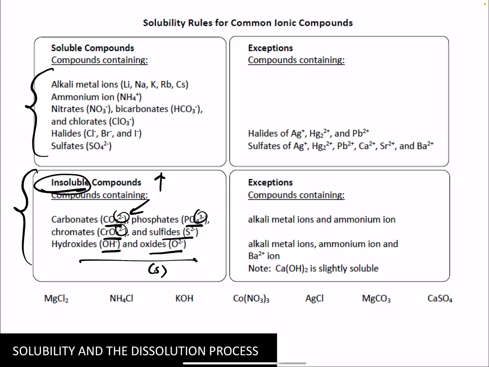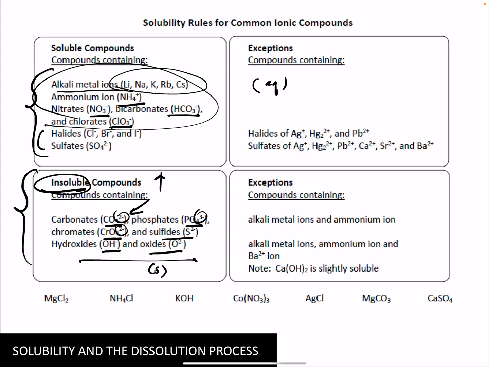But then we have some exceptions. These are soluble. If you have a compound that has any of the first group, the alkali metals, lithium, sodium, potassium, rubidium, cesium, it will be soluble. If your compound contains these, it will be soluble regardless of whatever else is in there. Ammonium ions are also always soluble. Nitrates, chlorates, and bicarbonates are always soluble. If you see any of these in your compound, you know it will be soluble and you'll write aqueous.